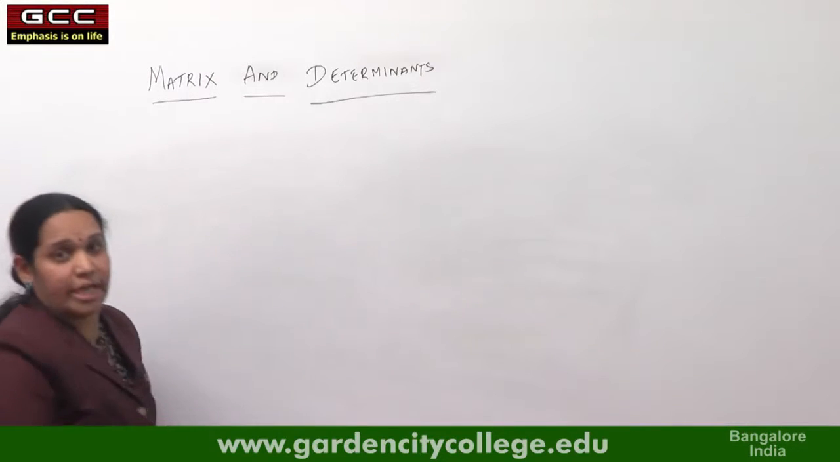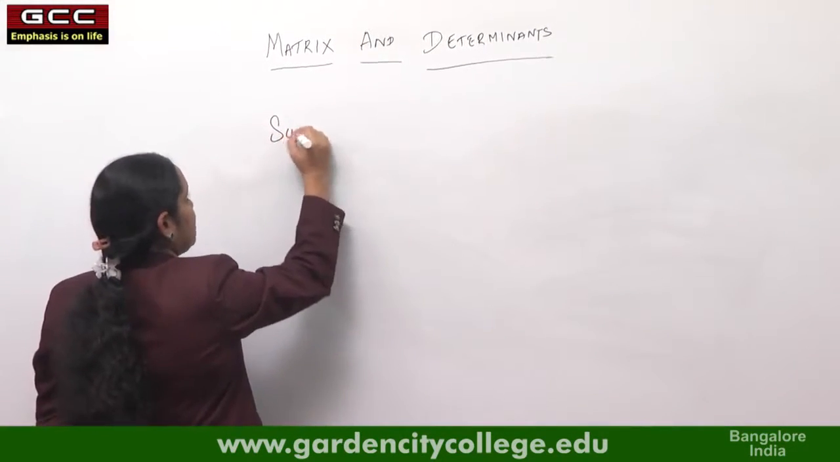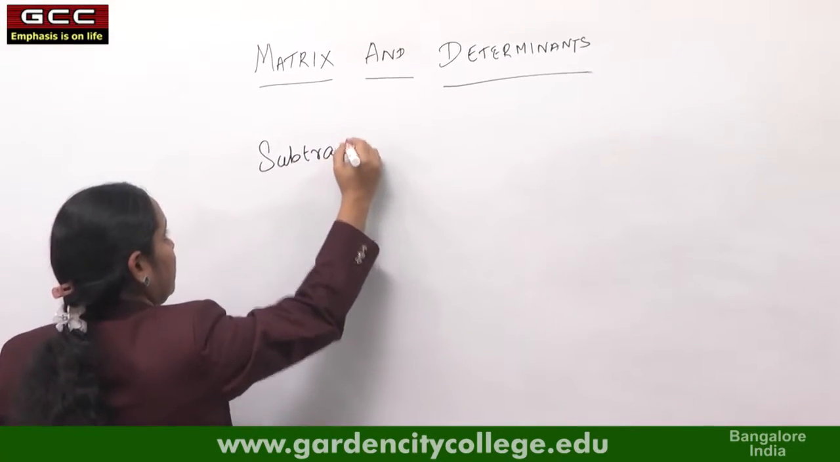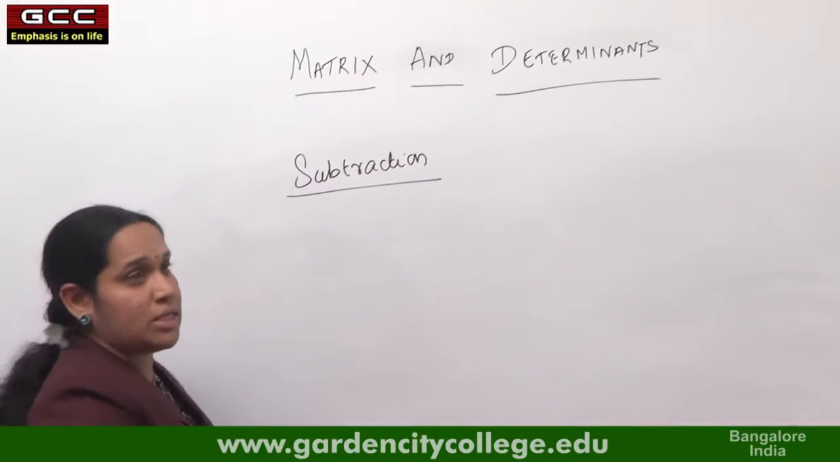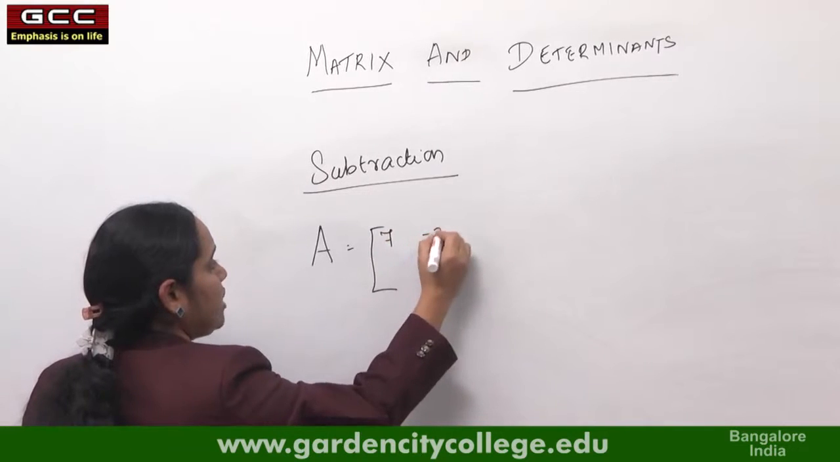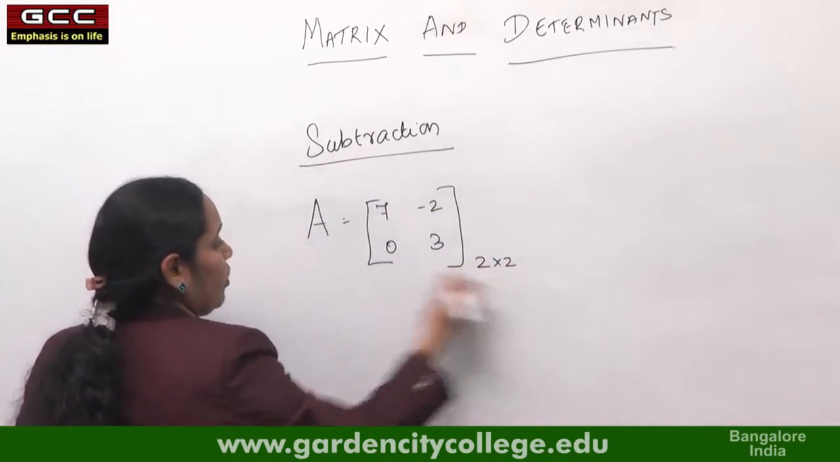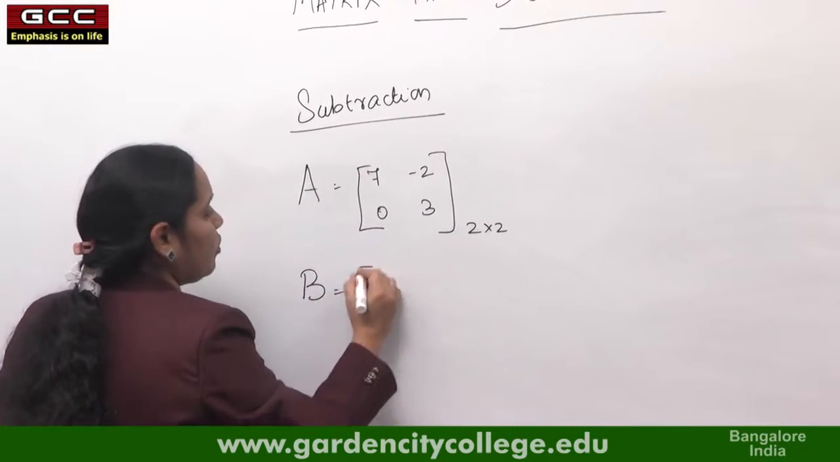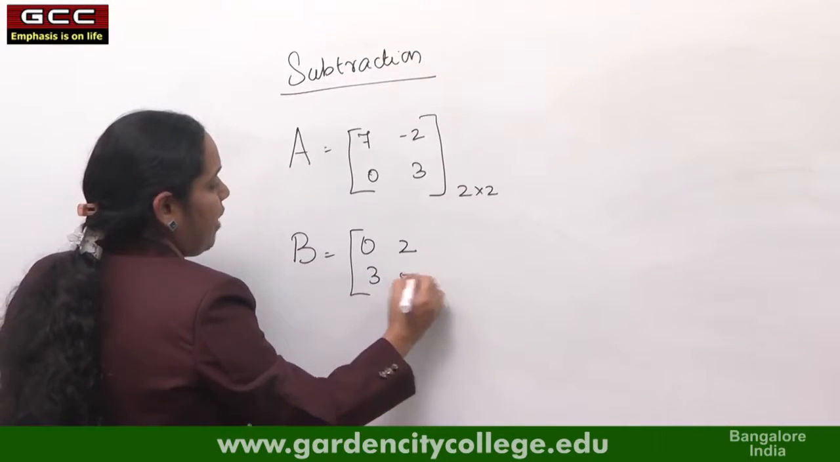Now let us take an example for the subtraction of matrices. It is similar to the addition. As I already told, the order of the matrices should be the same. So let us take an example. A is equal to 7, minus 2, 0, 3, and the order is 2 by 2. So B should also be of the order 2 by 2: 0, 2, 3 and 5.